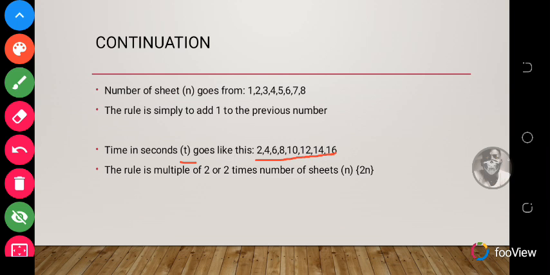And you realize that this is just multiples of the 2 times table. So this is a multiple of 2. So the rule is just a multiple of 2, or 2 times the number of sheets, which is n. The number of sheets is represented by the letter n. So 2 times the number of sheets is 2n. Let's look at it well in a tabular form.